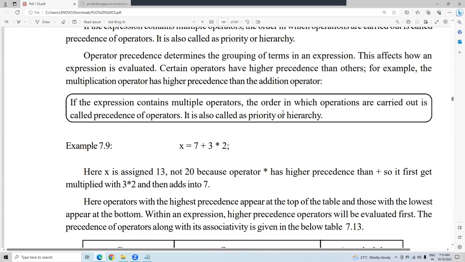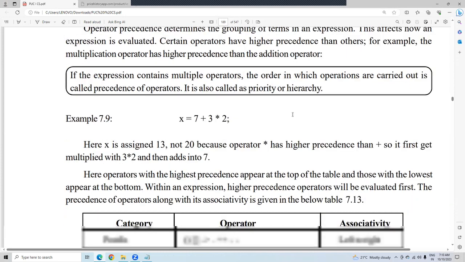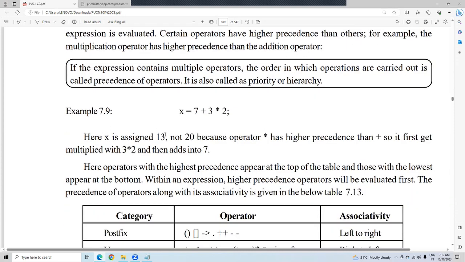So for example in C, x equal to 7 plus 3 into 2 is there. Will you do 7 plus 3 first, then multiply that answer by 2, or will you do 3 into 2 first, then add that result to 7, right? So here x is assigned 13, not 20, because of operator precedence. See, if I do 7 plus 3, it is 10. 10 into 2 is 20, if I'm doing it in my own way. But actually, as per the precedence rule, multiplication has higher priority first.